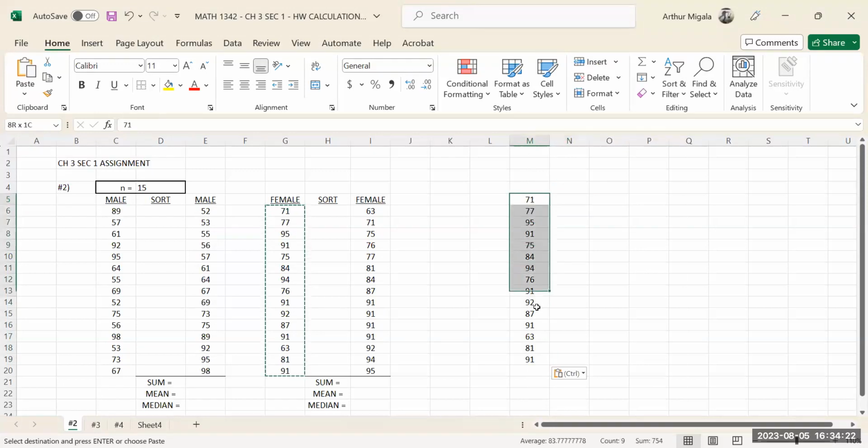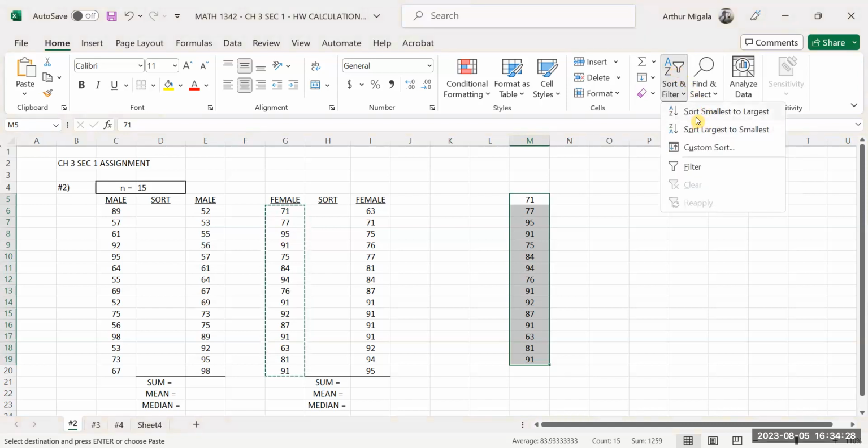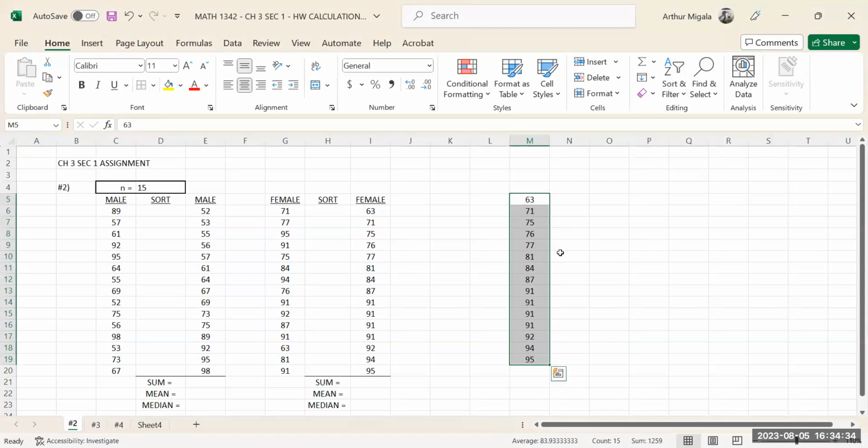Highlight your data set and come over here to where it says sort and filter. Sort from smallest to largest, and watch what's going to happen. And there we go. It goes from the smallest to the largest. So that takes care of it for you. Now we can find the median, the mean, the mode, and everything else. So I went ahead and did that.